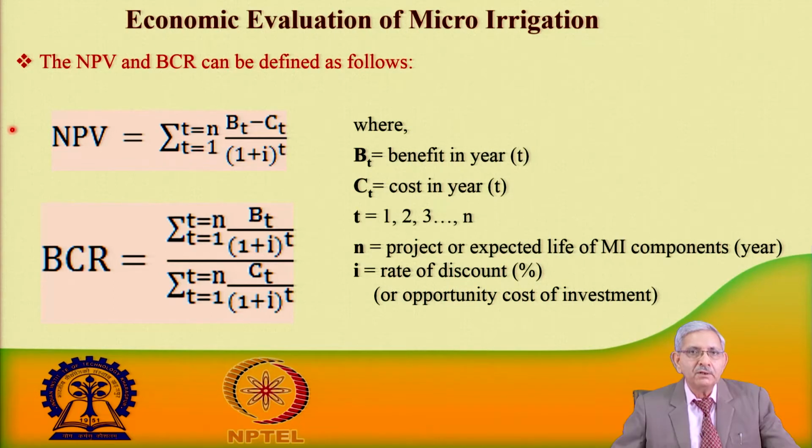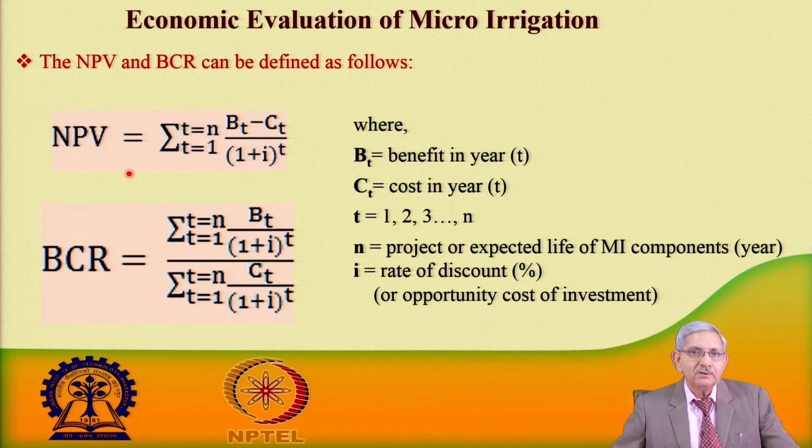We need to estimate net present value by using this expression. It is very clearly given: the benefit at any time t in years minus the associated cost, divided by 1 plus the rate of discount, or prevailing bank interest, to the power of the time period. This is the expression used to find the net present value.